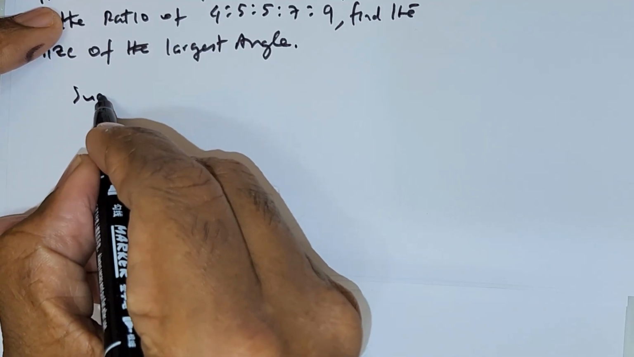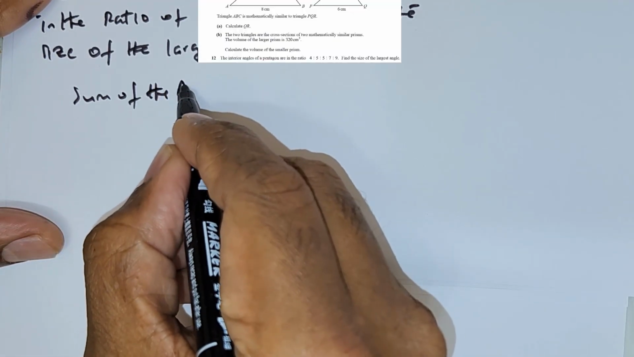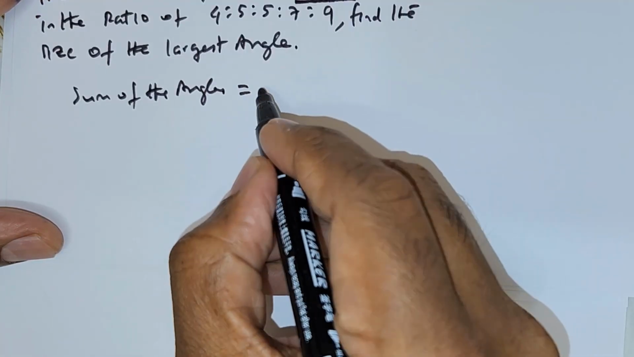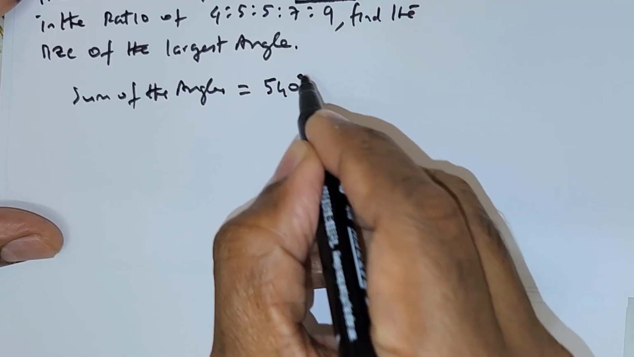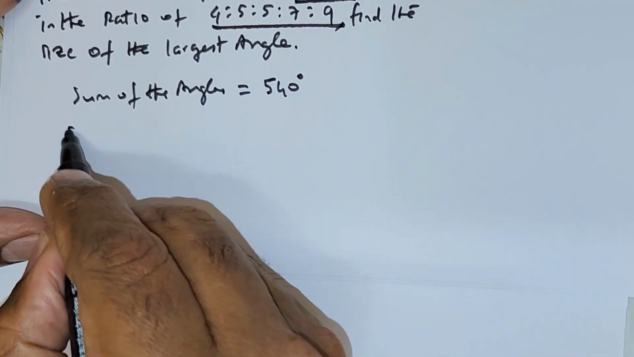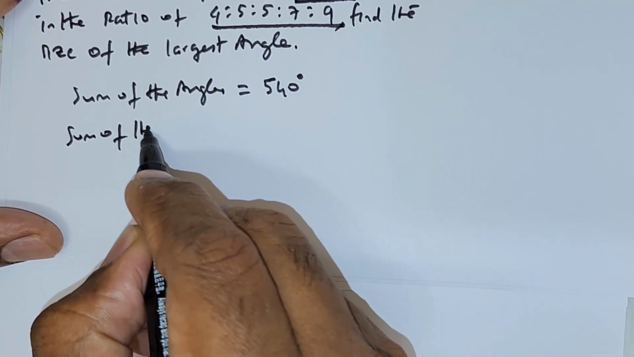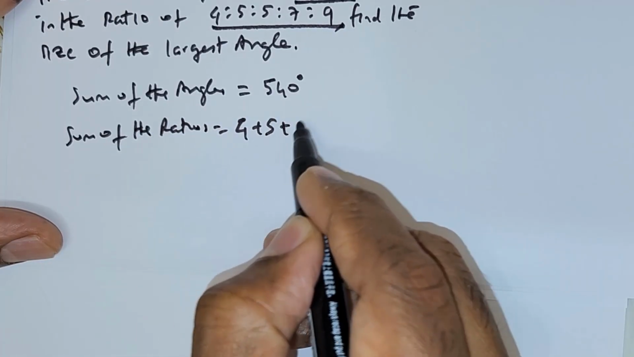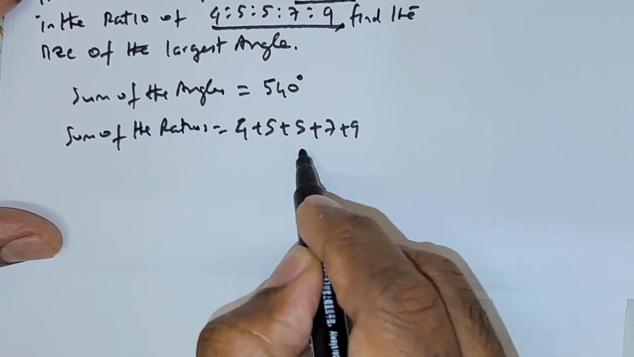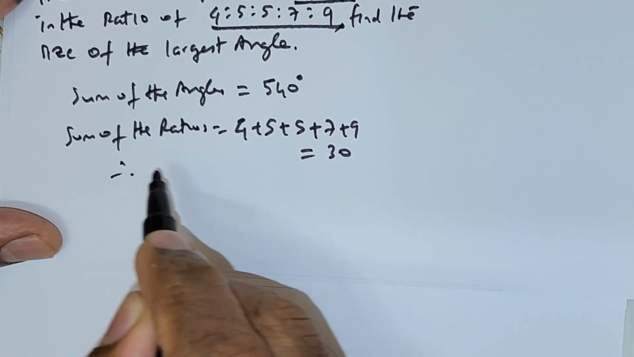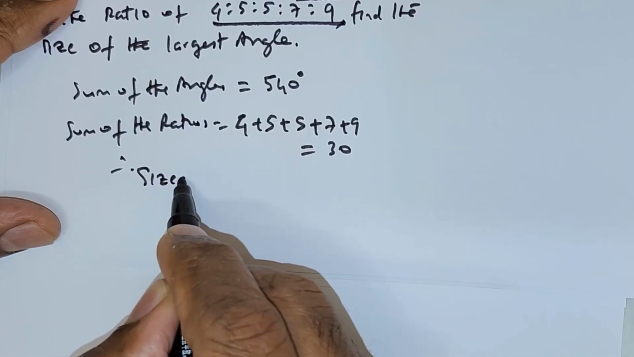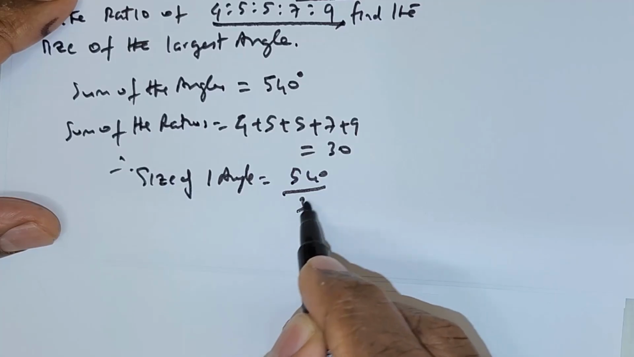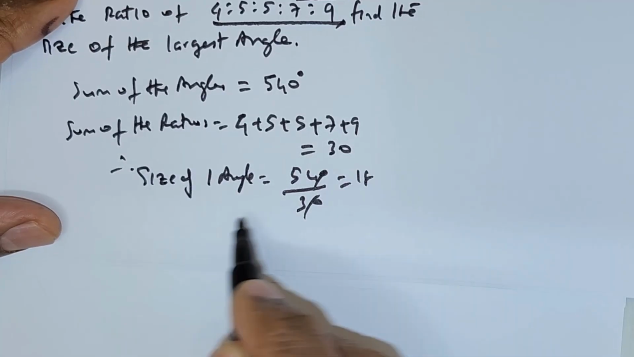Now the sum of the angles for a pentagon is 540 degrees. Now you sum up the ratios. Sum of the ratios is 4 added with 5 added with 5 added with 7 added with 9. That is going to give you 30. So therefore size of one angle is 540 divided by 30. That's going to be 18.